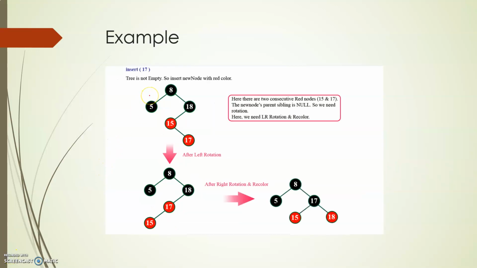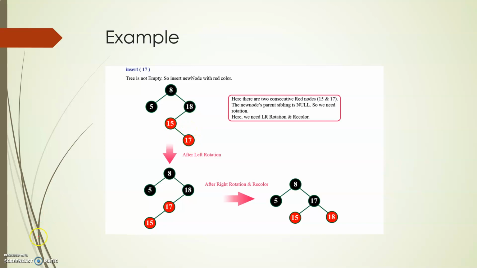Next, we have to insert 17. 17 is greater than 8. 17 is lesser than 18. So 17 goes to the left side. Now 17 is greater than 15, so 17 becomes the right child of 15. Now you can see both the nodes 15 and 17 are red in color.